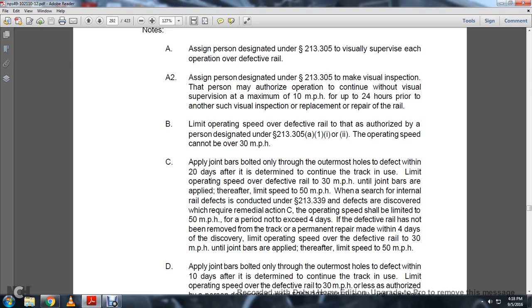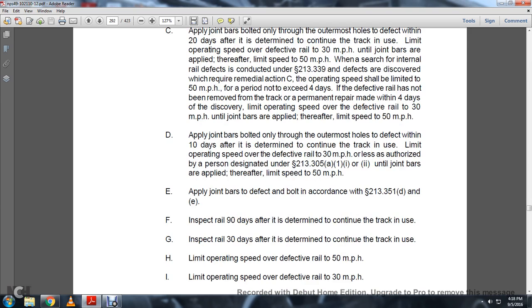If the defective rail has not been removed from the track, a permanent repair is made within 4 days of the discovery. Limit operating speed over the defective rail to 30 miles an hour until the joint bars are applied, and thereafter to 50 miles an hour. D, apply joint bars bolted only through the outermost holes of the defect within 10 days after it is determined to continue the track in use, limiting the operating speed over the defective rail to 30 miles an hour or less as authorized by a person designated under section 213.305(a)(1) and (2), until the joint bars are applied, and thereafter limit speed to 50 miles an hour.